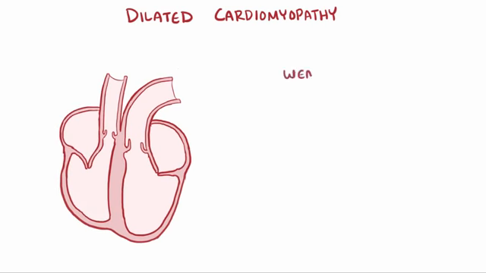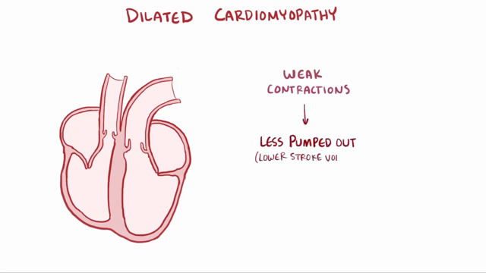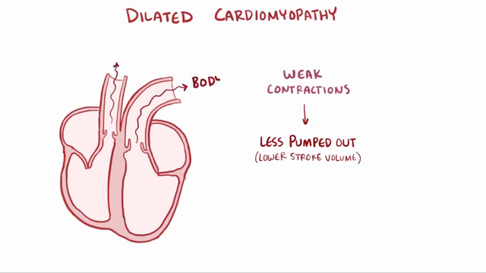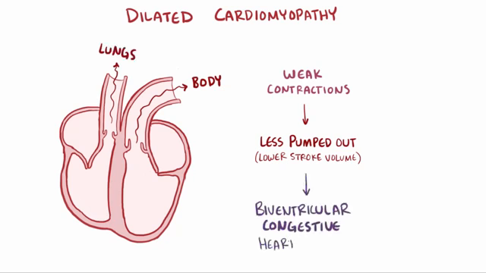In other words, they have really weak contractions, which means less blood gets pumped out with each contraction, meaning there's a lower stroke volume. And if the heart's failing to pump out as much blood to both the body from the left ventricle and the lungs from the right ventricle, patients develop biventricular congestive heart failure. And since contraction happens during systole, we say that this is a type of systolic heart failure.